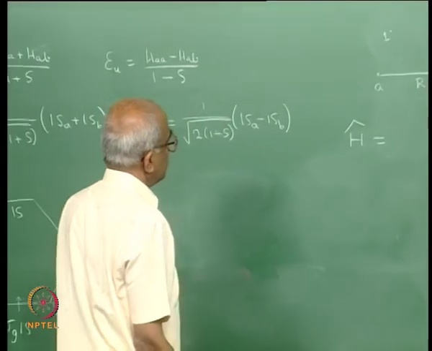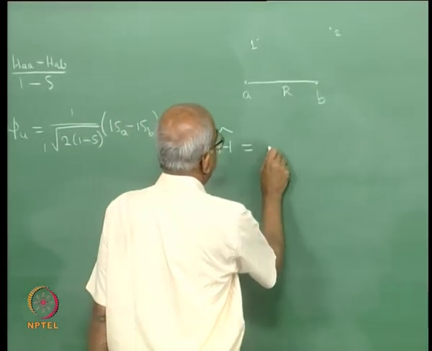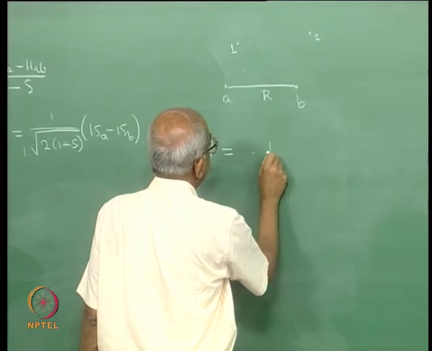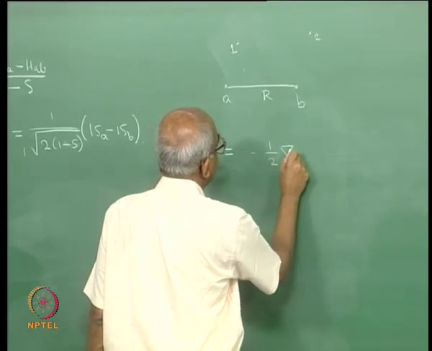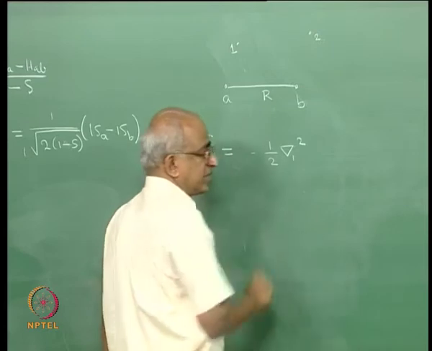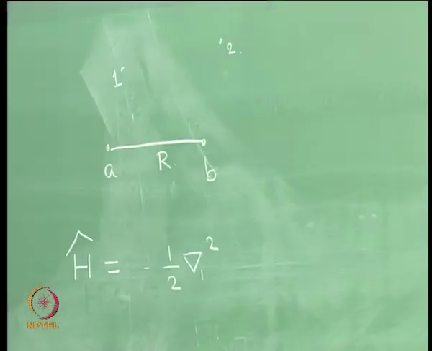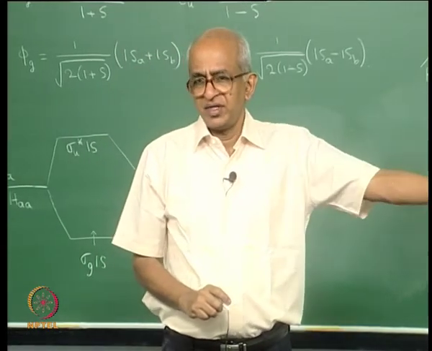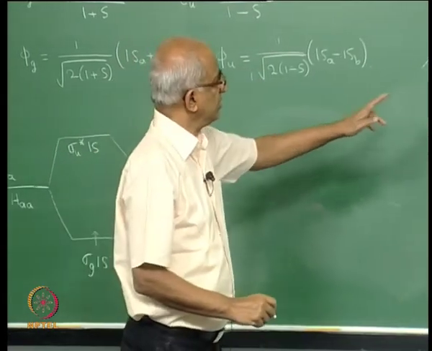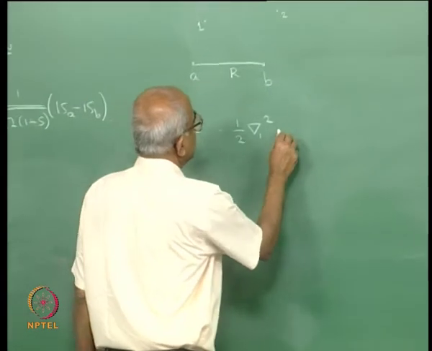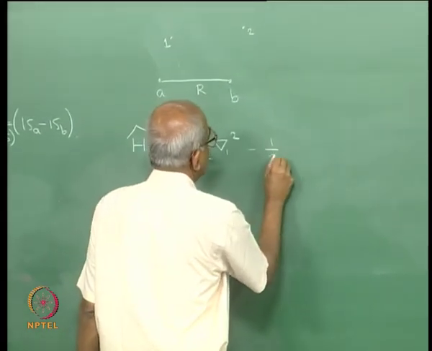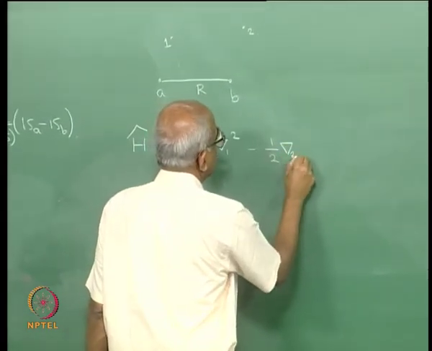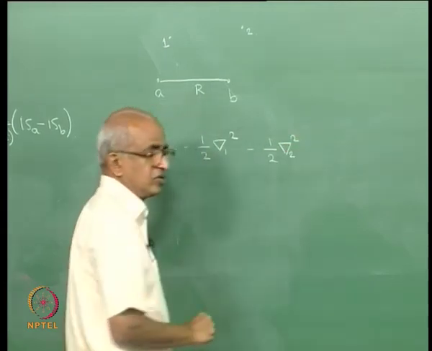So, then what is going to be the Hamiltonian? I shall write it in atomic units. The first term will be minus half del 1 square. This represents the kinetic energy of electron 1. I have put h cross and m, everything, equal to 1, so the term looks very simple. Then I would have minus 1 by 2 del 2 square, representing the kinetic energy of electron 2.